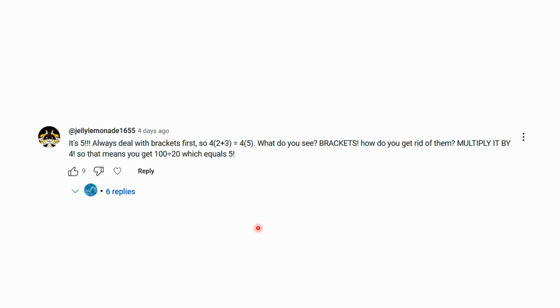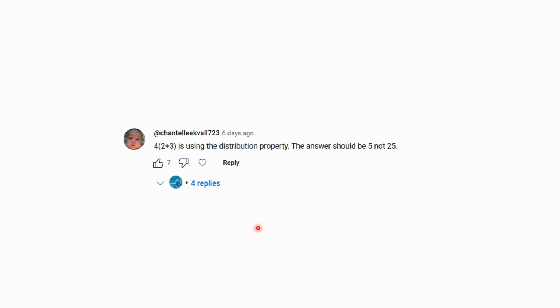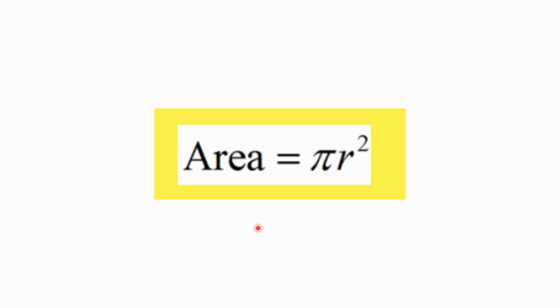We'll discuss all that, and I'm even going to get into the ambiguity of the problem itself. Again, someone says 4 times 2 plus 3, if using the distribution, probably the answer would be 5, not 25. Well, you could also use the distributive property and say the 100 divided by 4 is A, and B, the constant, could be the 2 plus 3 in parentheses, and I'm going to go through that as well. So you can use the distributive property and still make a case for 125.